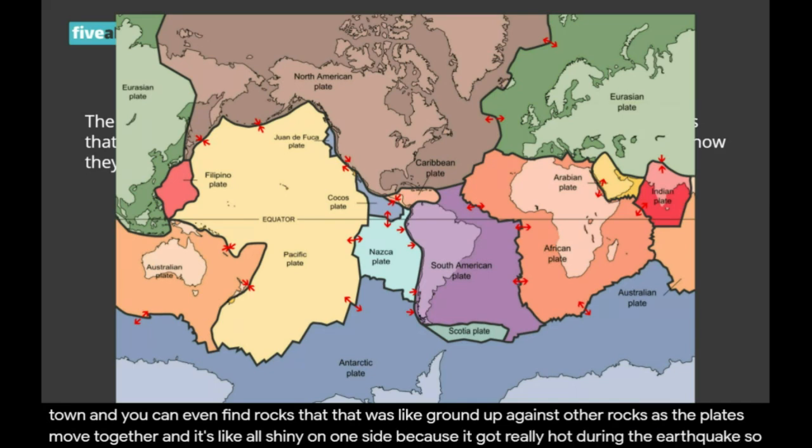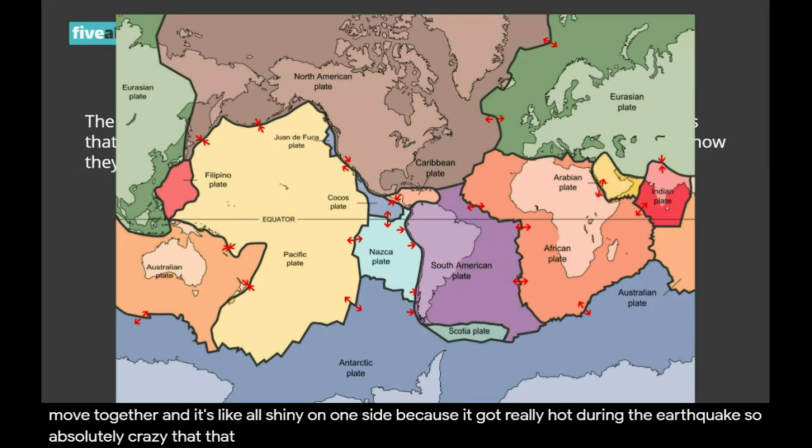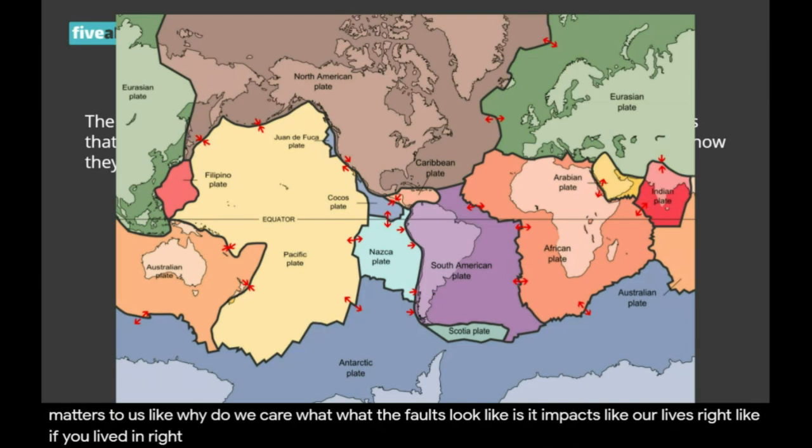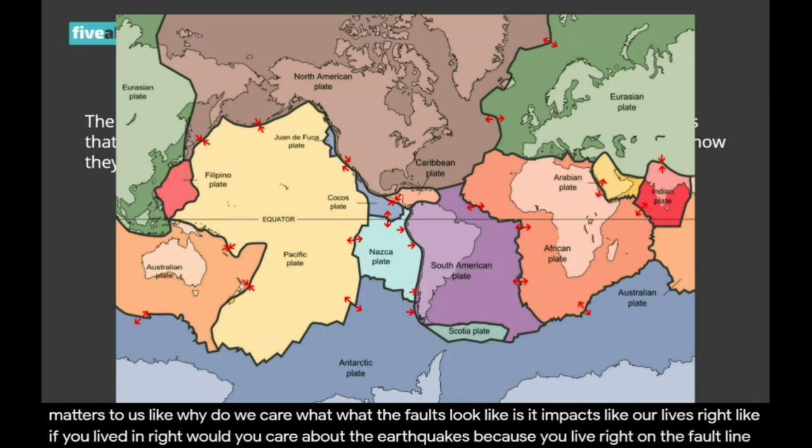So absolutely crazy that occurs in such a small little place like that. And then how that really matters to us, like why do we care what the faults look like? It impacts our lives, right? If you lived in Wrightwood, you would care about the earthquakes because you live right on the fault line.